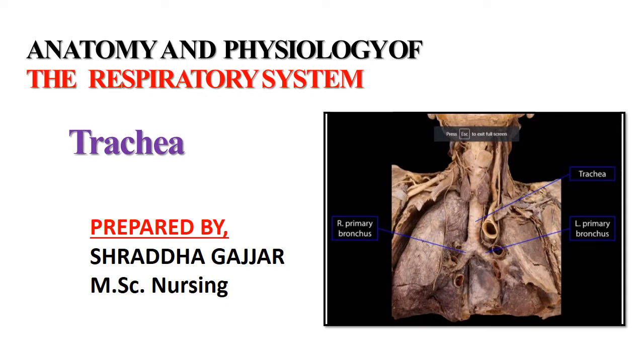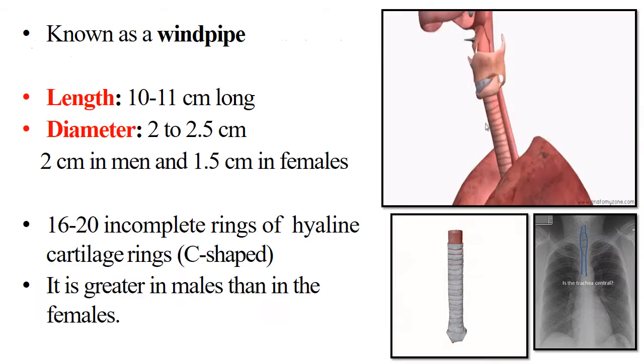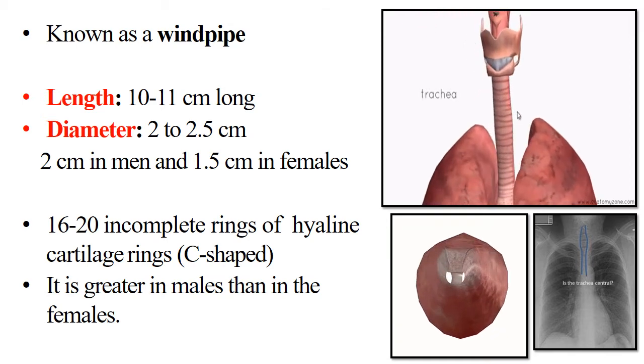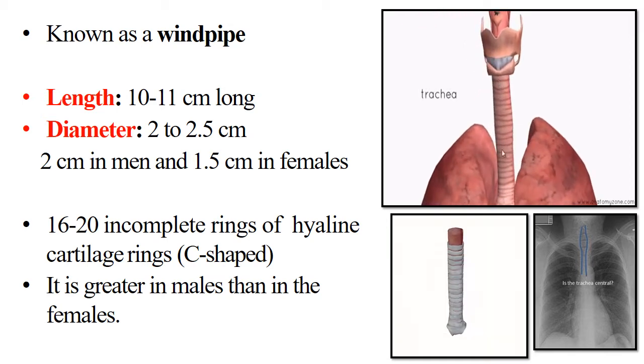I am Shraddha Gajjar and today I am going to teach you about the anatomy and physiology of the trachea in the respiratory system. Now let's see the introduction. Trachea, it is also known as windpipe. The length of the trachea is 10 to 11 centimeter long. You can see in the figure, this is the trachea.